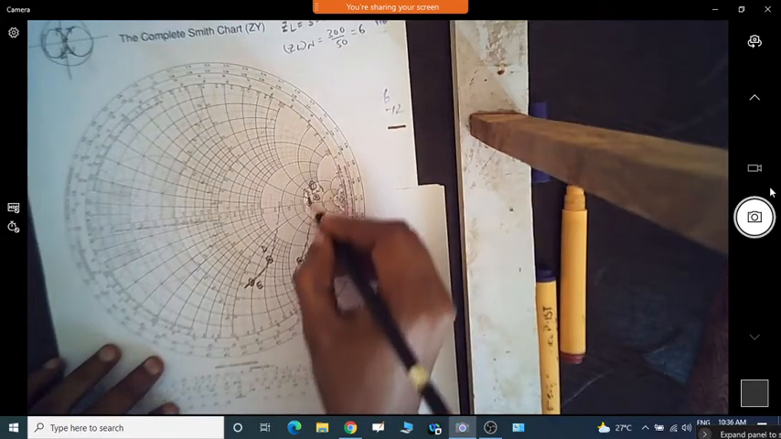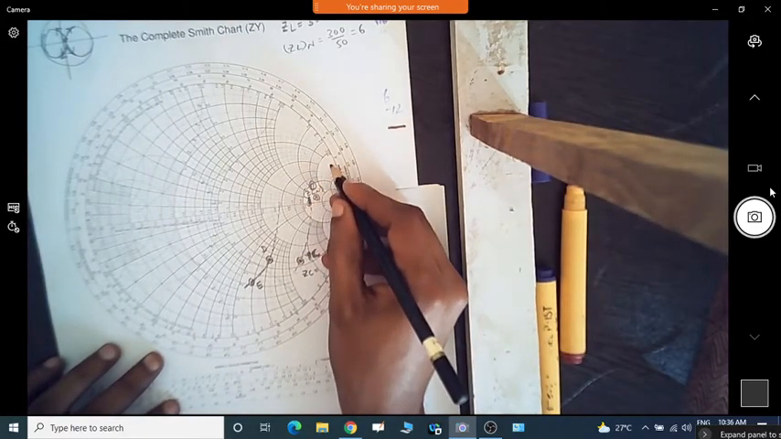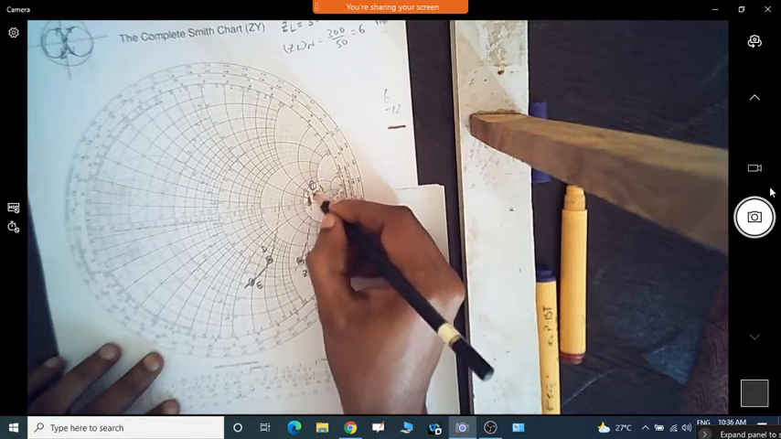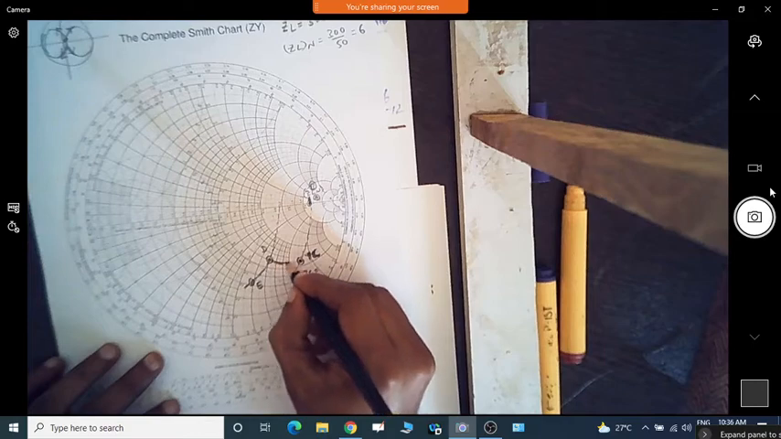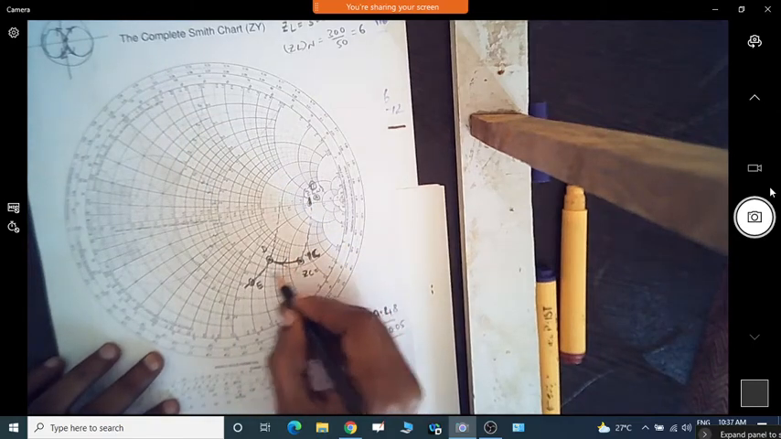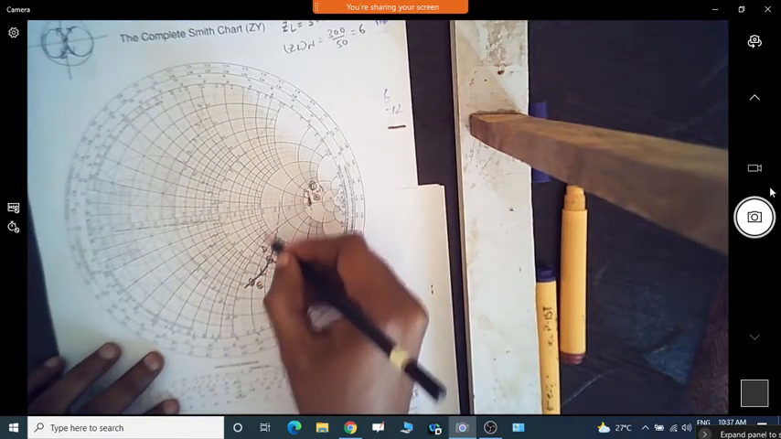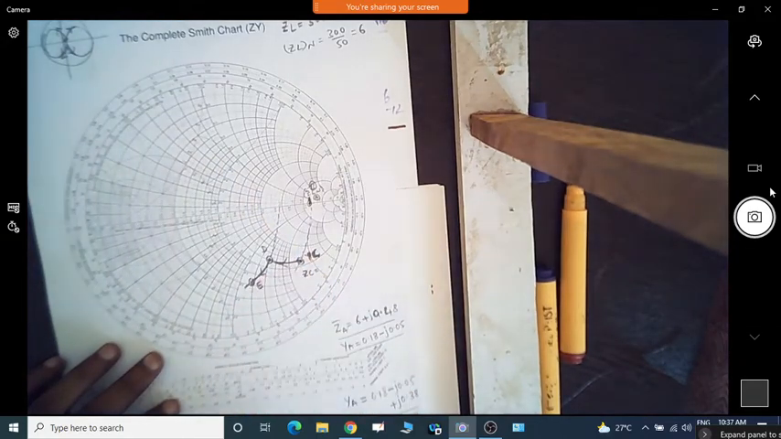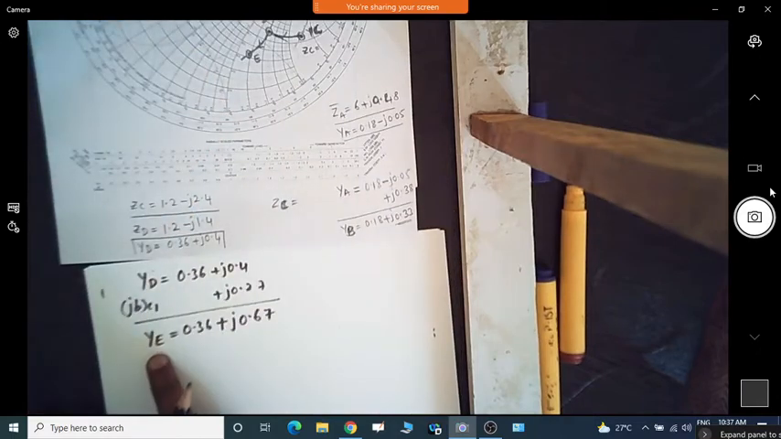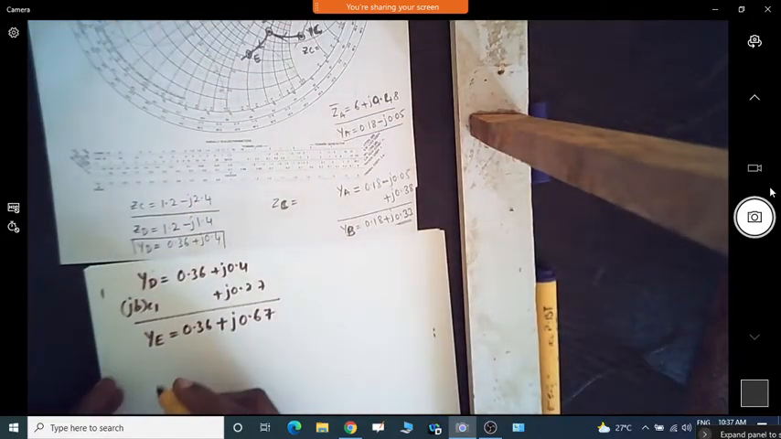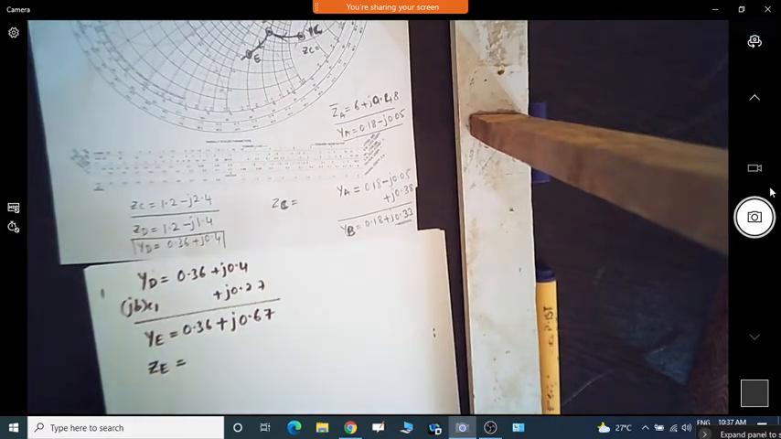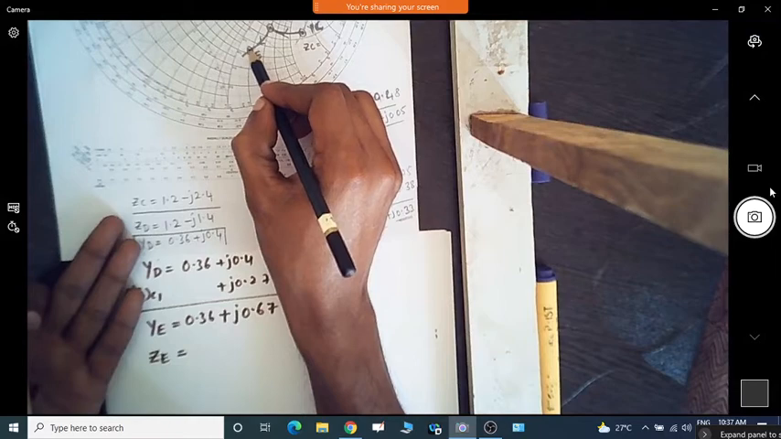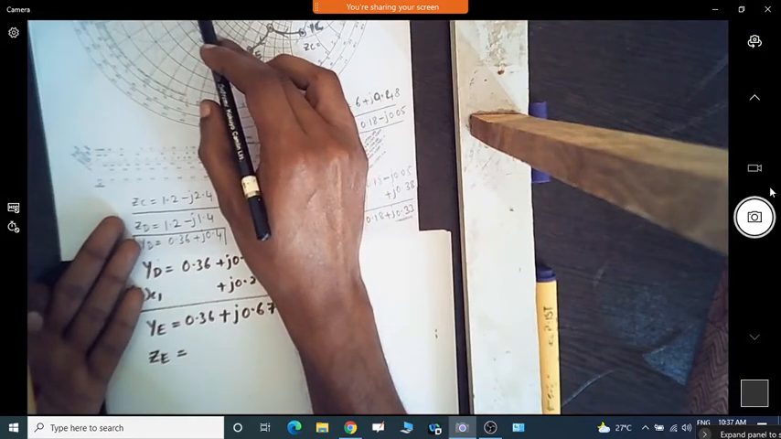First we go upwards on the resistance circle, then come down on the conductance circle. Again we move upwards on the resistance circle, and again come down on the conductance circle, because it is a shunt capacitor. Now at point E we already have the admittance. Now we have to find the impedance value at the same point E. The impedance value I am getting here is 0.65.